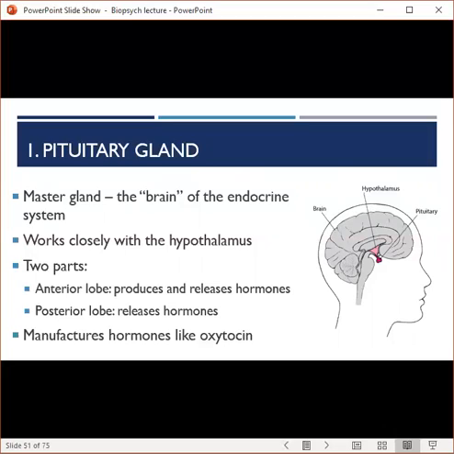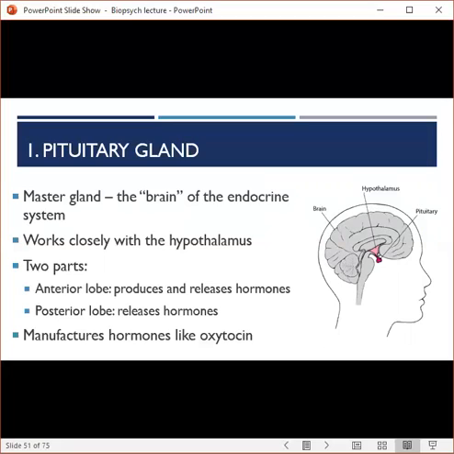But it doesn't entirely run the show. In many cases, the hypothalamus signals the pituitary gland to stimulate or inhibit hormone production, like we talked about earlier. Essentially, the pituitary acts after the hypothalamus prompts it. So what happens is the hypothalamus sends a signal to the pituitary gland to release or inhibit hormone production.